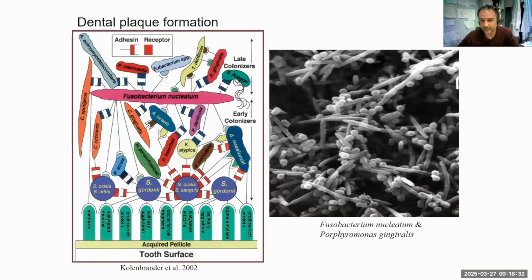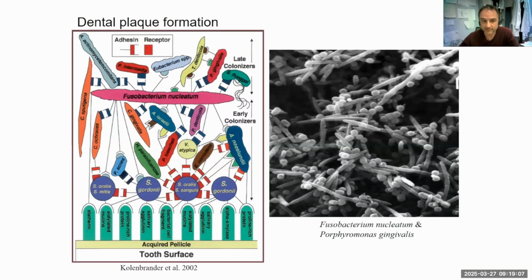In this photo on the right, we have one of these cases of co-aggregation between Fusobacterium and the main gingival pathogen Porphyromonas gingivalis. So this is supposed to happen at this early colonization step, and then we have the arrival of Fusobacterium nucleatum, this very long fusiform-shaped bacterium that appears to be a bridge between early colonizers and late colonizers.